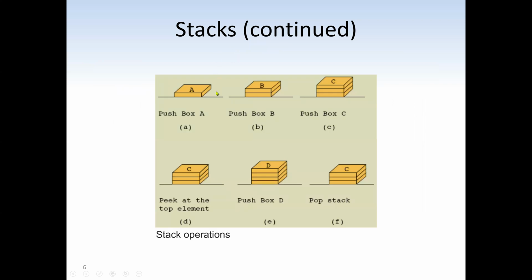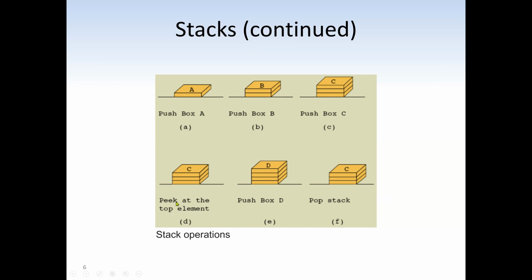So this is an example of stack operations. First, we have an empty stack. We push box A. So right now the stack consists of only one box, A. Next, we push box B. So we can see box B is on top of the stack. Now, if I want to remove box A, I will need to remove box B first before I can remove box A. Next, we push box C. So now C is on top of the stack.